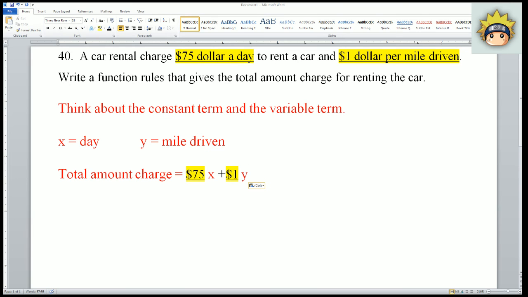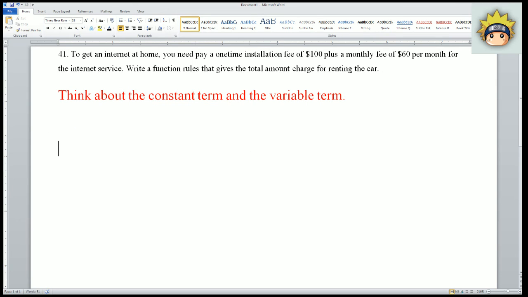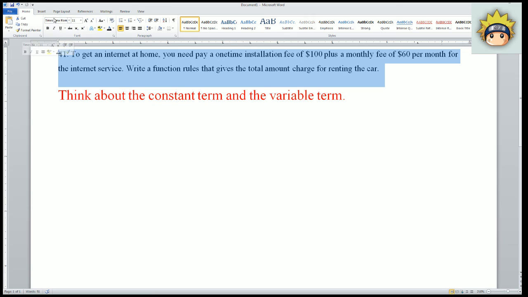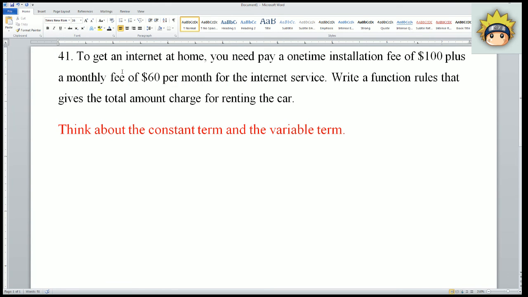Okay, let's do 41 now. Let me just change it up. To get internet at home, you must pay a one-time installation fee of $100 plus a monthly fee of $60 per month for the internet service. Write a function rule that gives the total amount charged for the internet.